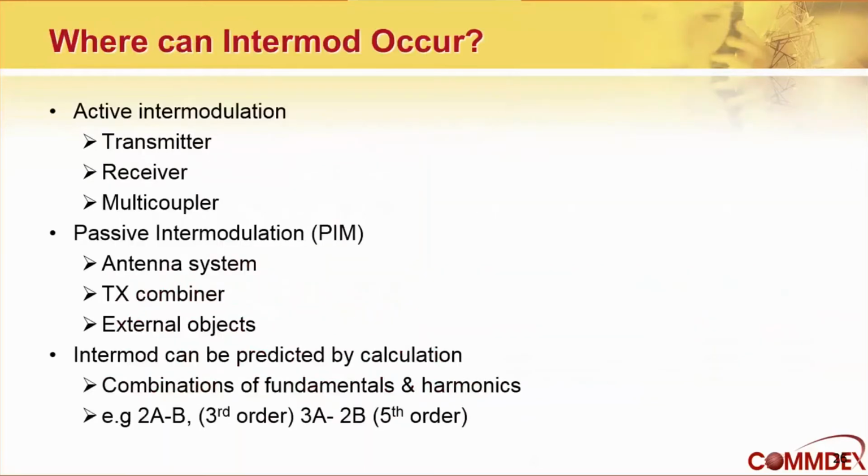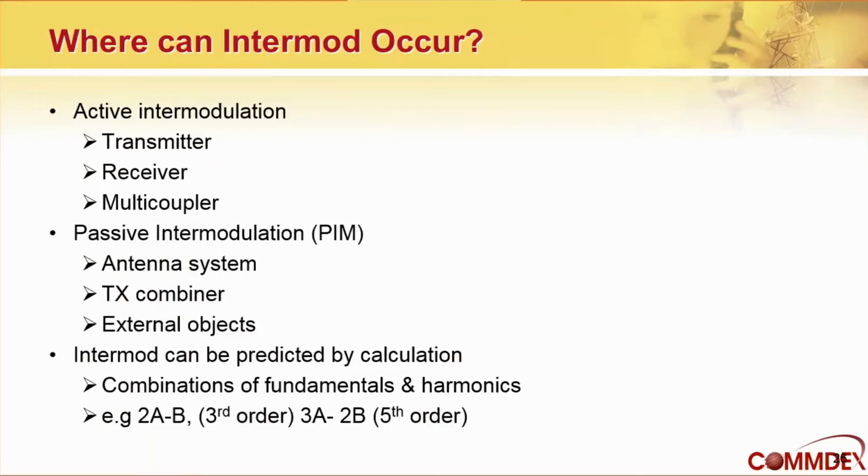So where can this intermod occur? If it's an active intermod, it can occur in transmitters. It can occur in receivers. Multicouplers, that's a common place where intermod occurs because that's where all the receivers come together, and there are active devices in there. So that's a common place where intermod can occur.